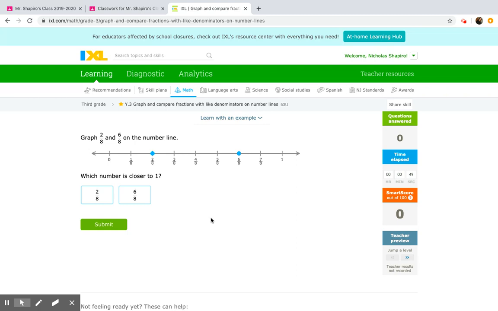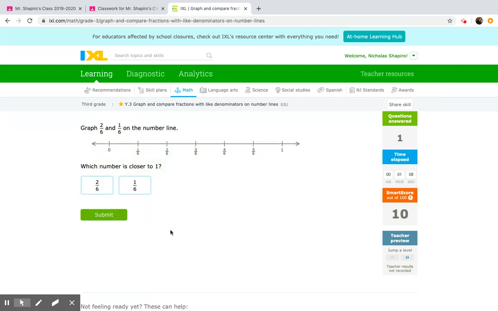Now, the question's asking, which number is closer to one? If I look at my number line, you have the 0 over here and the 1 is over here. So which one is closer to the 1? And I would say that would be 6/8. That is much closer to the 1. So the answer is 6/8.